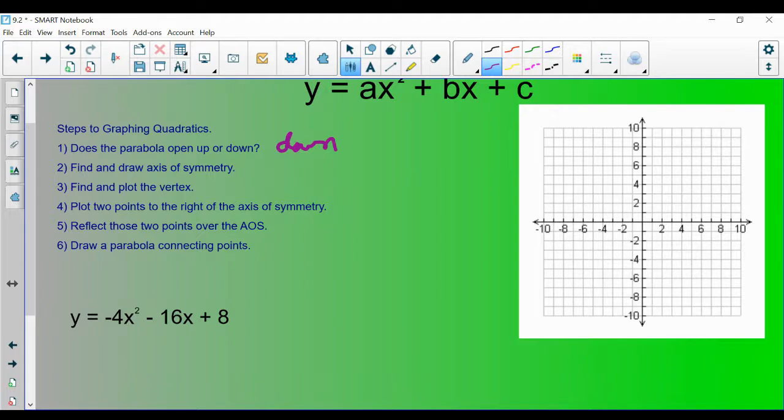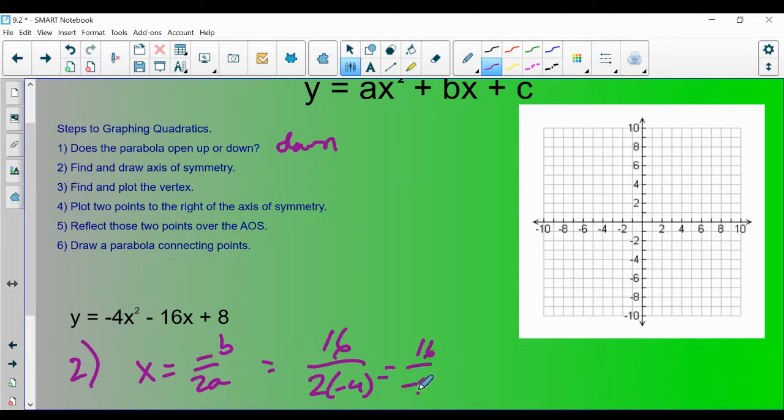I'm then going to do negative b over 2a to find the axis of symmetry. X equals negative b divided by 2a. Negative b is actually going to be positive 16 because b is already negative, and negative negative makes positive, over 2 times negative 4. 16 over negative 8 is going to give me negative 2. So this one's axis of symmetry is at negative 2.